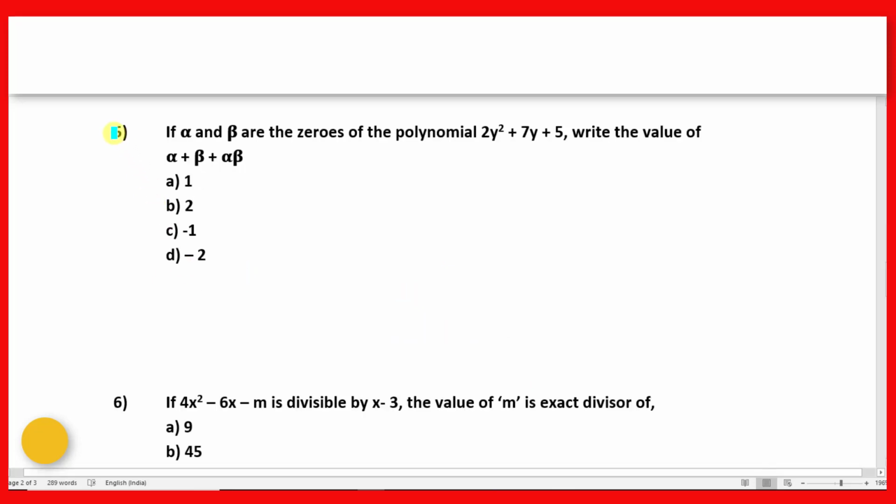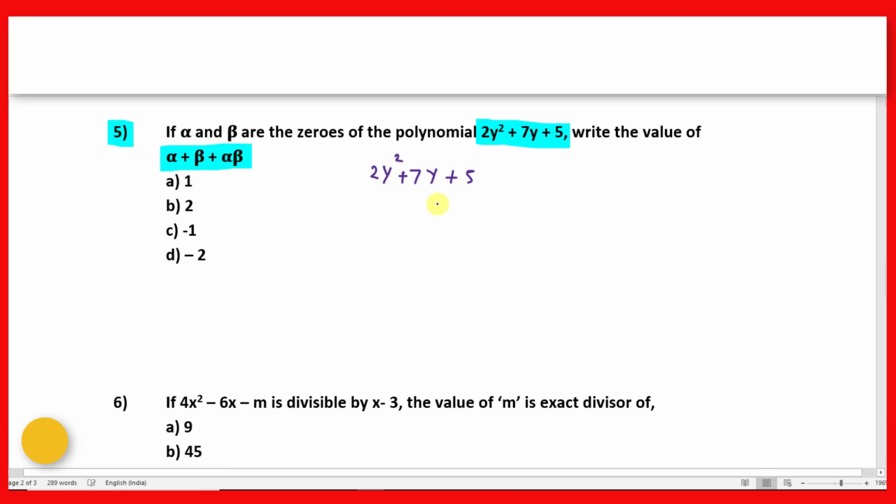Here is the fifth question on the screen. If alpha and beta are the zeros of the polynomial 2y square plus 7y plus 5, write the value of alpha plus beta plus alpha beta. Very simple question it is. So we can solve it as the given equation is 2y square plus 7y plus 5. And now this is sum of the roots and this is the product of the roots.